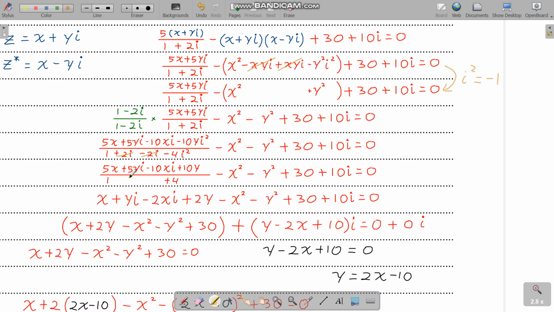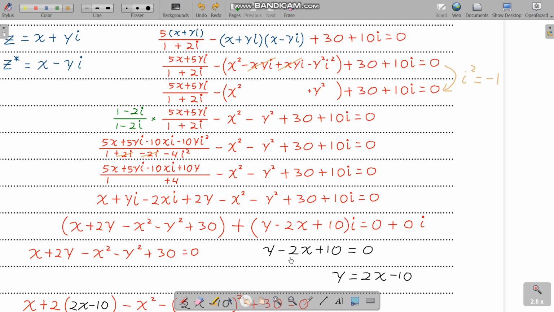And now this is i squared, which is minus 1, so minus times minus is plus, and 1 plus 4 is of course 5, which means we can divide everything by 5. 5x divided by 5, we get x, and we divide the other terms by 5 as well.